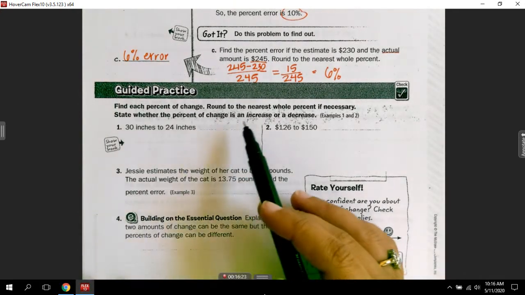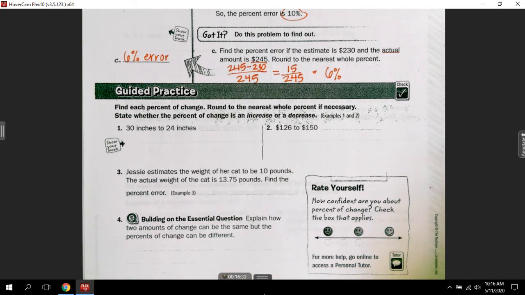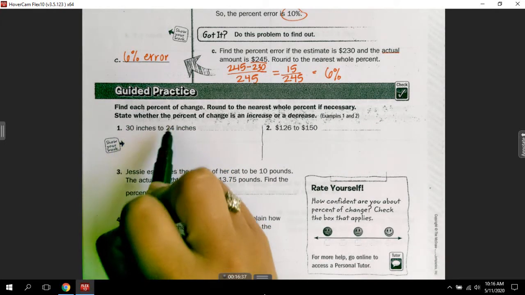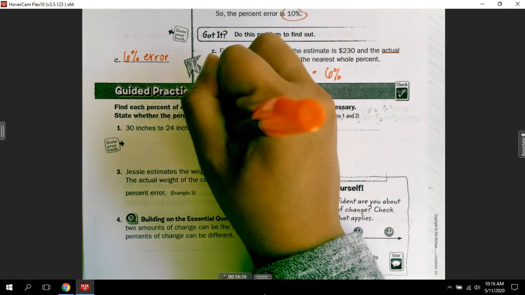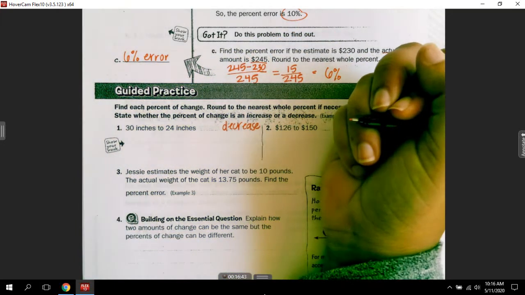So find the percent of change, round to the nearest whole percent. State whether it's a percent of increase or decrease. Okay, so tell me if it's increasing or decreasing. So 30 inches to 24 inches. We went from 30 to 24, so it got smaller. So I know it's going to be a decrease. So I can go ahead and write that.